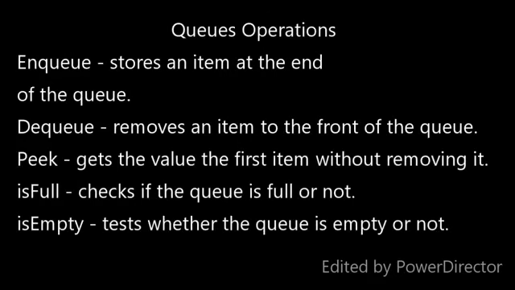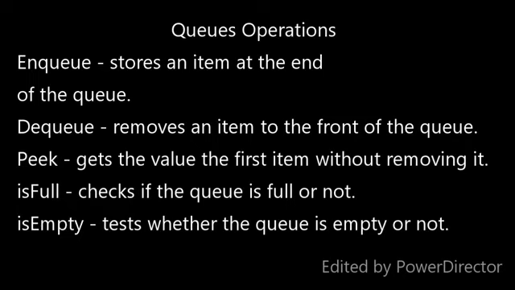Basic operations of queues are enqueue and dequeue. Some functions include peek, initialize, is empty, and is full. Enqueue stores an item at the end of the queue. Dequeue removes an item from the front of the queue. Peek gets the value of the first item, which is the front of the queue, without removing it.